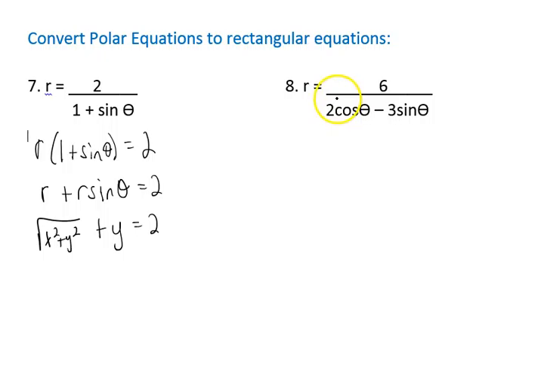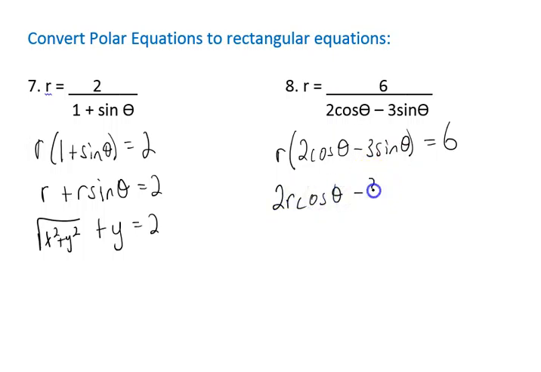Example 8, I'm going to do that same approach. I'm going to multiply by the denominator. So r times 2 cosine theta minus 3 sine theta equals 6. And I'm going to distribute in. I'm going to have 2r cosine theta minus 3r sine theta equals 6. And again, r cosine theta is x, so I really have 2x. And r sine theta is y. So this becomes 3y. And I'm to a rectangular equation, and I can solve it for y if I needed to.